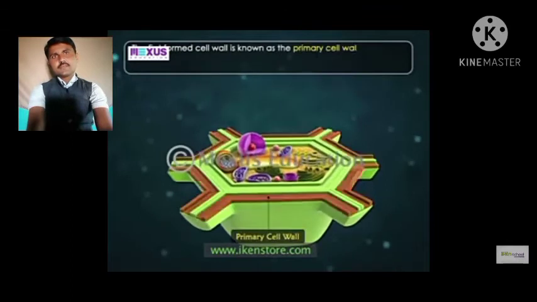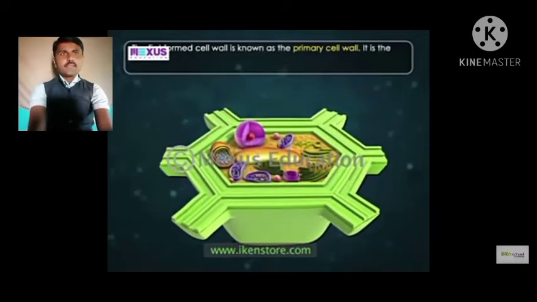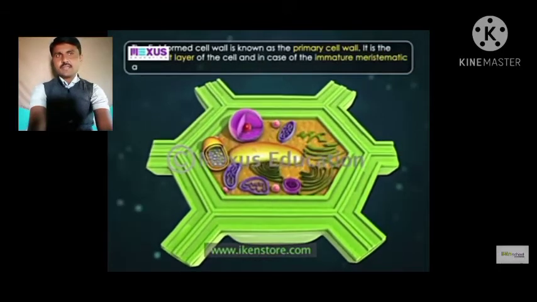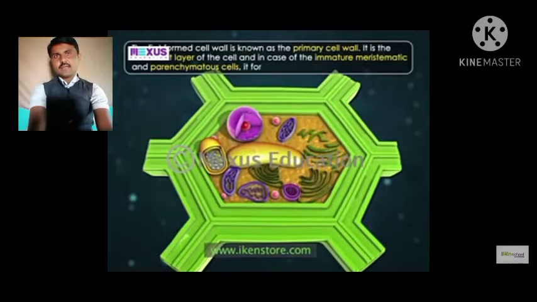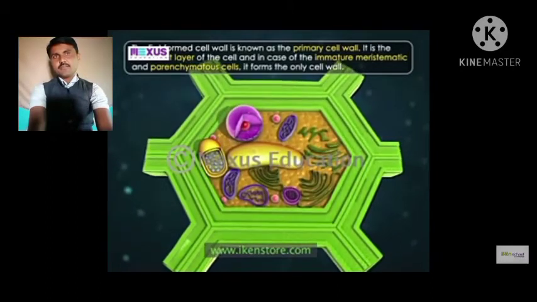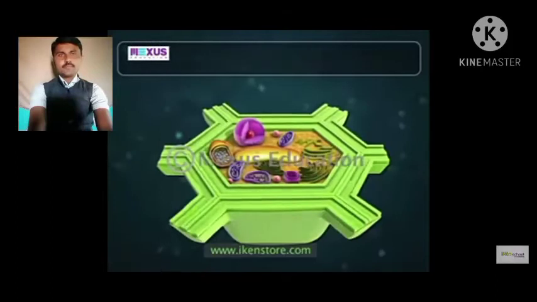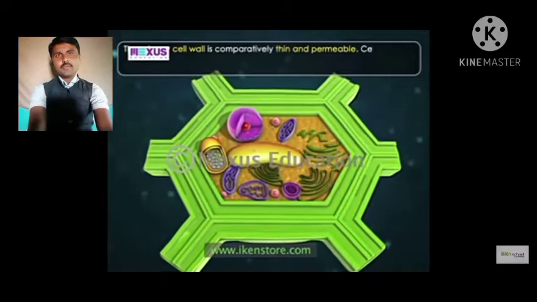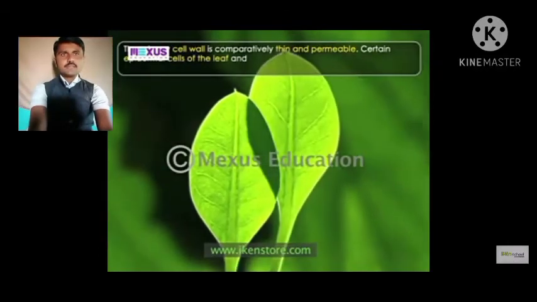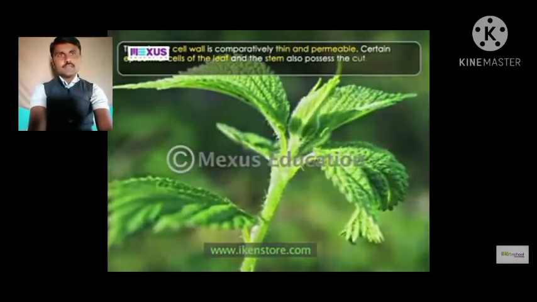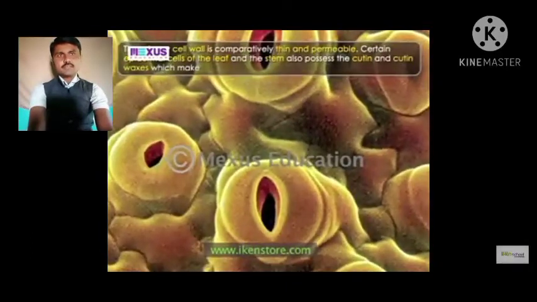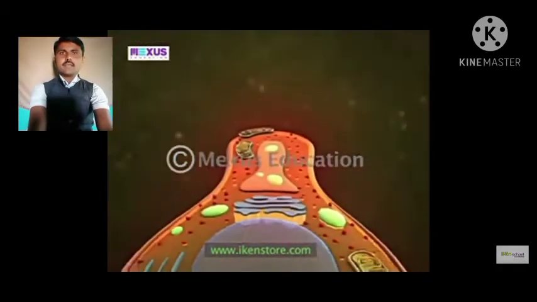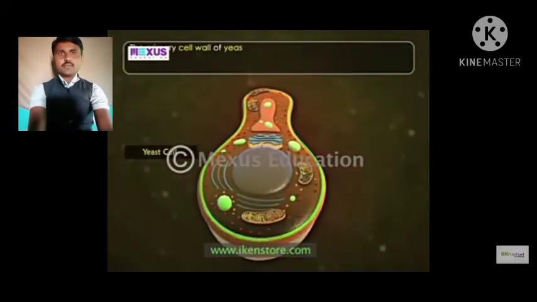First, it is known as the primary cell wall. It is the uppermost layer of the cell, and in the case of immature meristematic and parenchymatous cells, it forms the cell wall. See this diagram, the cell wall is comparatively thin and permeable. That means it allows aqueous substances to move. Certain cells of the leaf and the stem also possess cutin and waxes which make the primary cell wall impermeable. It doesn't allow water molecules to move.